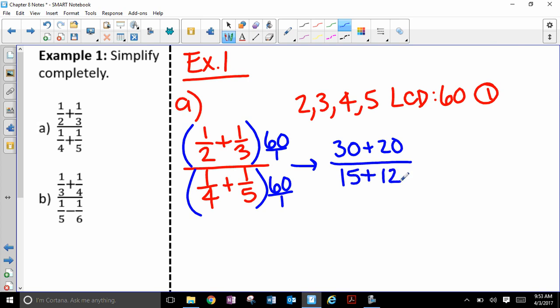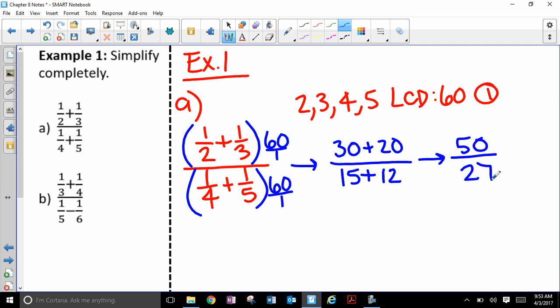So the reason why we multiply the top and bottom by that LCD is that now we just have a single fraction bar. So all those little small fractions have been annihilated, basically. They're gone. Okay. Step 3 then says to combine like terms on top and bottom and see if we can simplify a little bit. So 30 plus 20 is 50, over 15 plus 12 is 27.